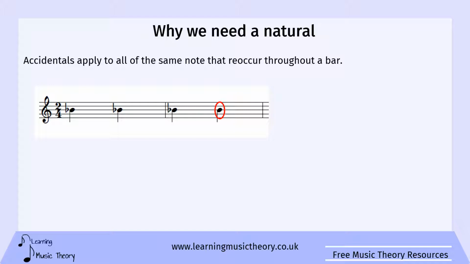This flattening of all future Bs can be overruled, however, if a natural symbol occurs. If the second note had a natural symbol, it would result in the note being a B, not a B flat. Likewise, if the second note had a sharp symbol instead, it would make it a B sharp, not a B flat.